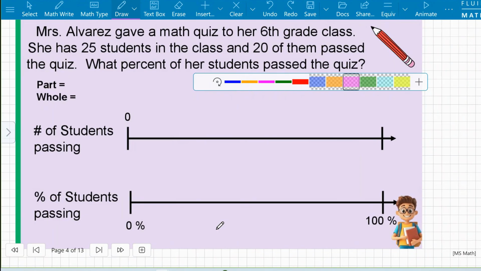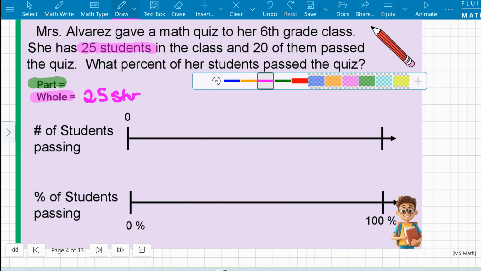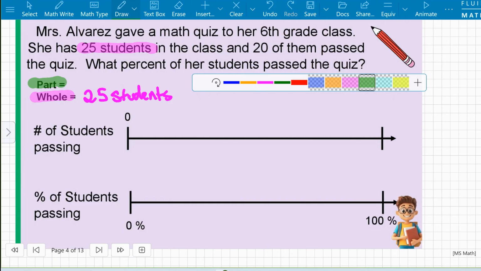Alvarez has a class where 20 out of 25 students pass the quiz, and we want to find out what percentage that represents. Now, the first thing that I would like to identify is what the total or the whole is and what the part is. Now, when I'm looking at the prompt, I can see that there are 25 students, which represents my whole or my total. And the part that I'm looking for is 20.